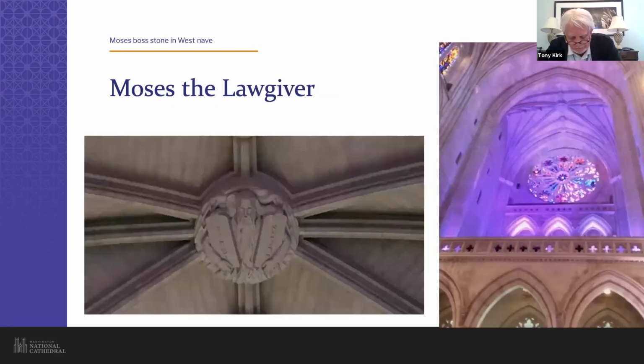Moses the Lawgiver. This is the largest boss stone in the cathedral, depicting Moses holding the 10 Commandments. To the right, we look up from the ground floor of the nave. This 5-foot diameter, 5-ton stone is barely recognizable, emphasizing the size and grandeur of Gothic architecture. Boss stones lock in the ribbing that supports the ceiling.